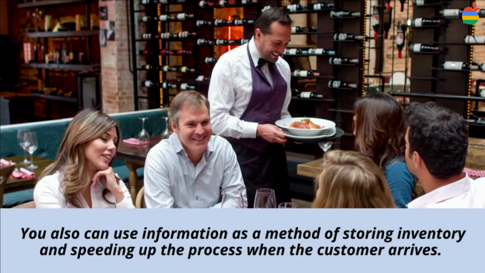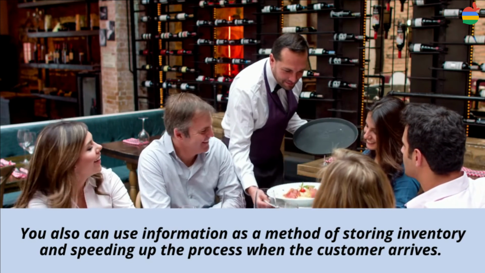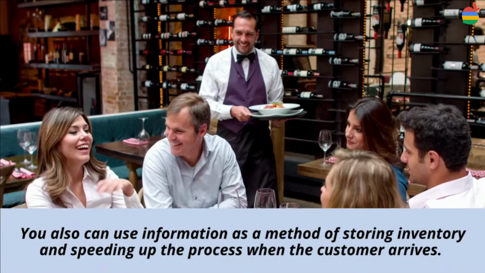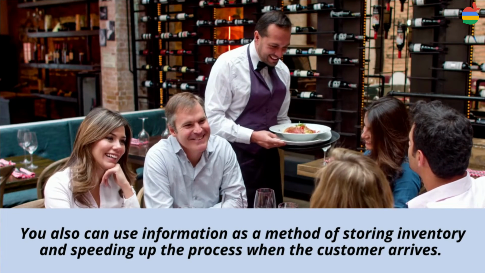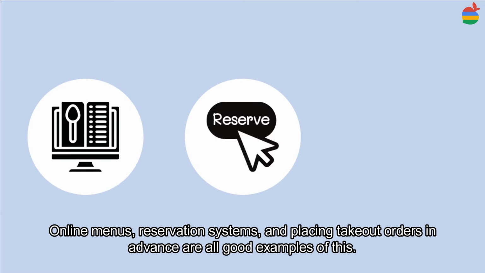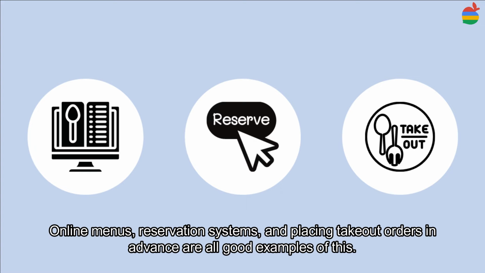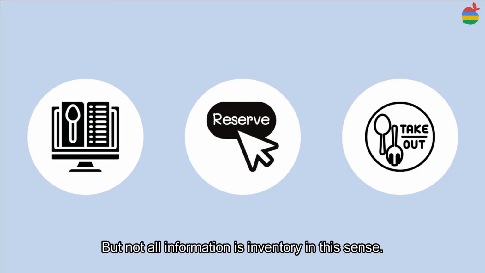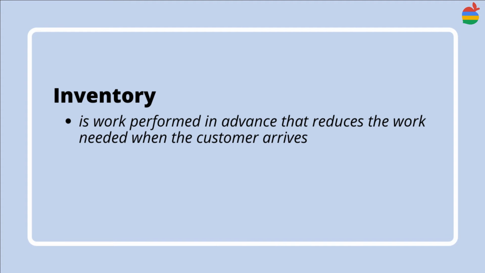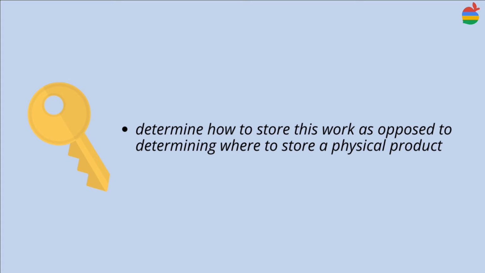You also can use information as a method of storing inventory and speeding up the process when customers arrive. Online menus, reservation systems, and placing takeout orders in advance are all good examples of this, but not all information is inventory in this sense. Inventory is work performed in advance that reduces the work needed when the customer arrives. The key is to determine how to store this work, as opposed to determining where to store a physical product.